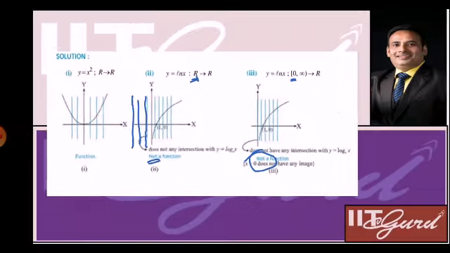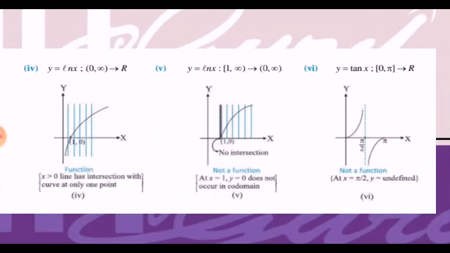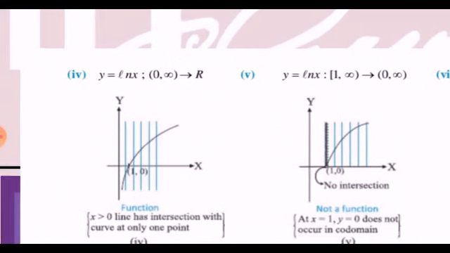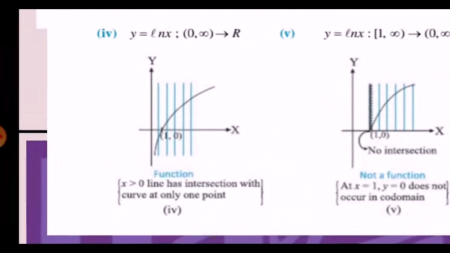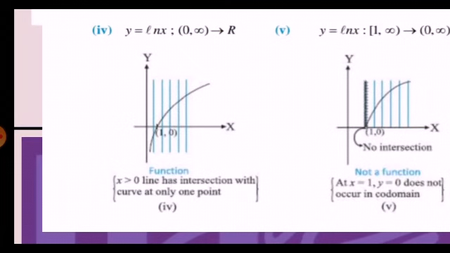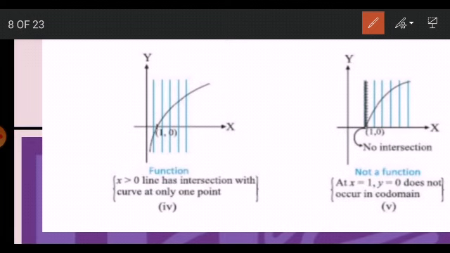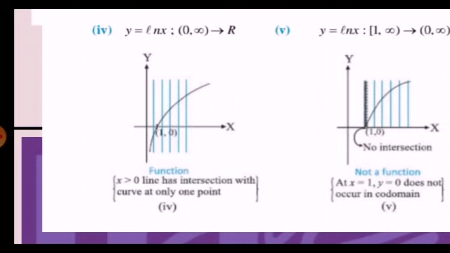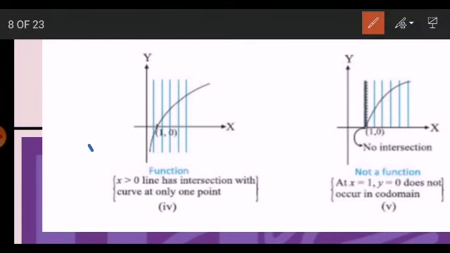So you see here, the fourth question, y equal to ln x. Yes, here if you see 0 to infinity open interval to R, x is greater than 0, and a line has intersection with the curve at only one point. In the question it is given as the domain 0 to infinity open interval. So wherever in the positive region you draw a line parallel to the y axis, it cuts at only a single point. So this is a function.